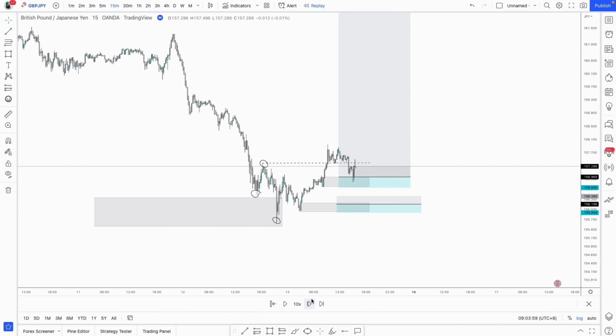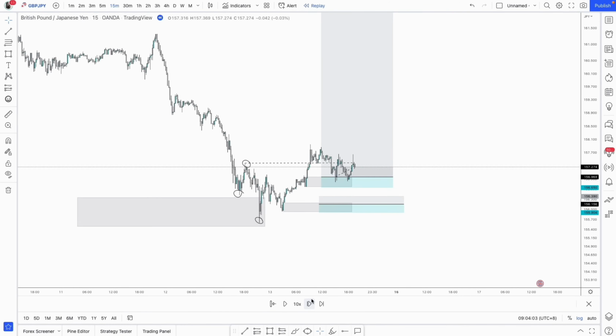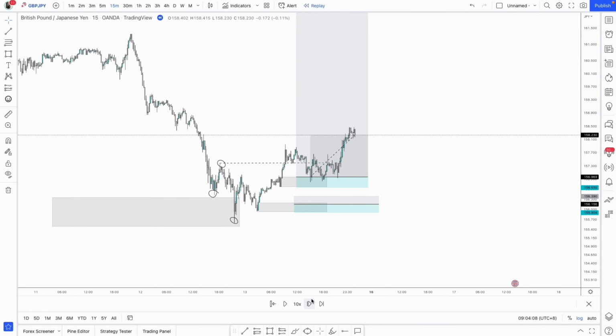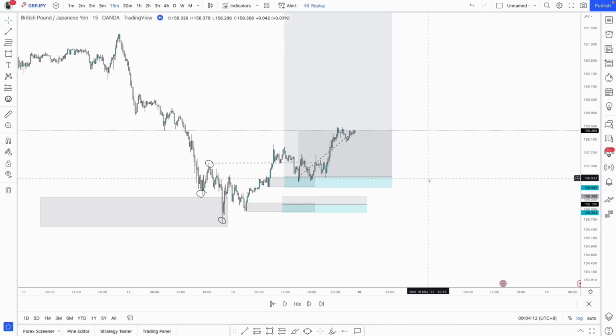So then you just want to play price, and you'll see instantly price tags in, gives a great reaction, which is always a great sign. Price tags in again, pushes away. So at this point, you can clearly see now price is respecting this level and has now pushed away.